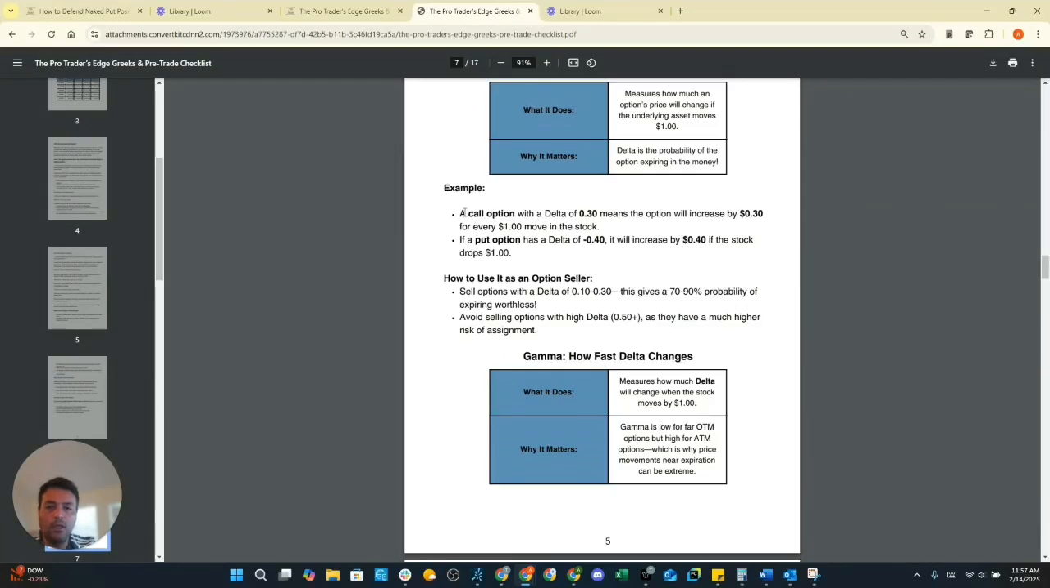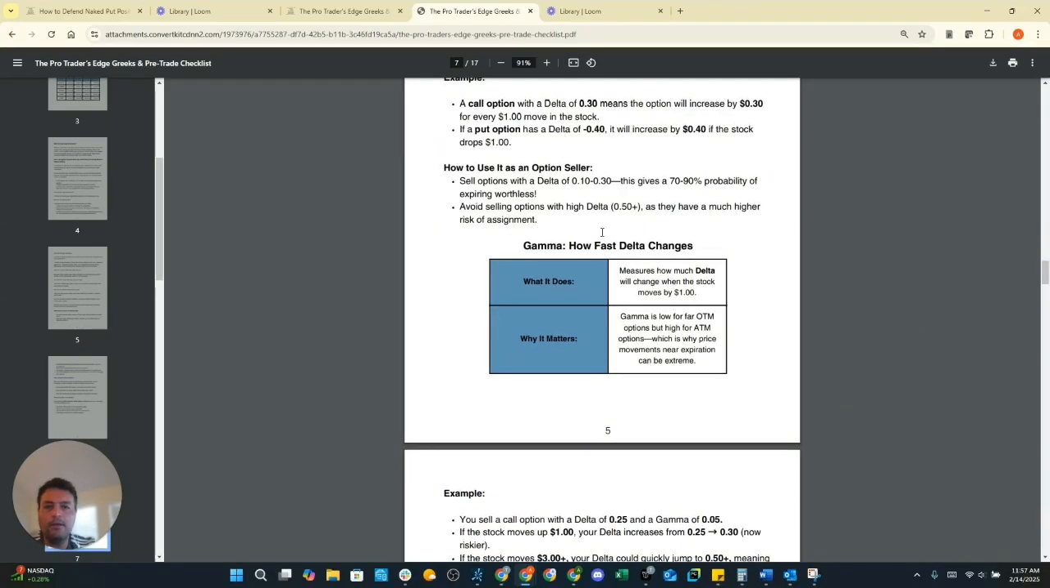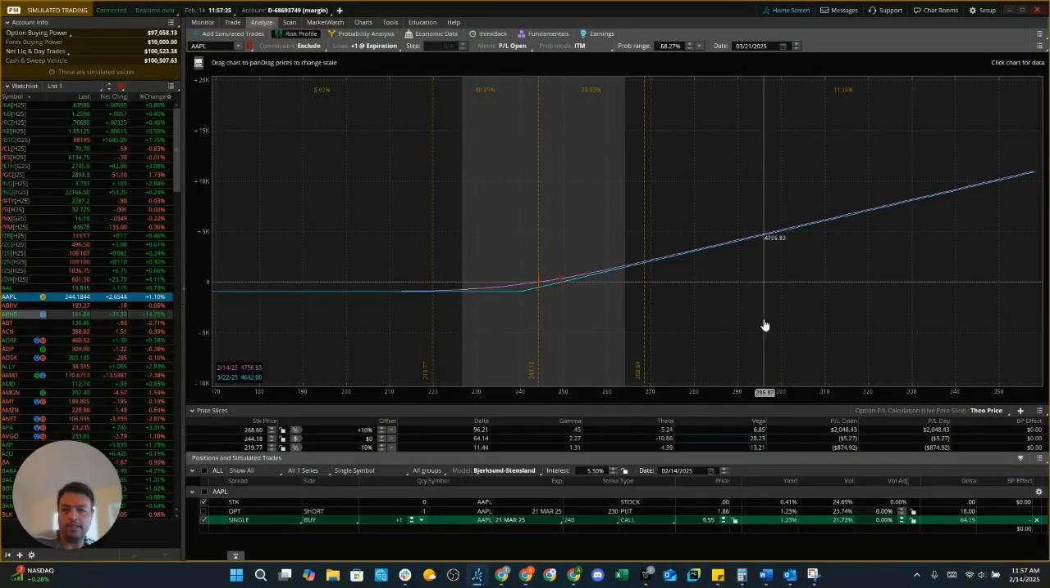So what should we do? A call option with a delta of 30 means the option will increase by 30 cents for every $1 move. Fine, we know that. A put option with delta 40 will increase by 40 cents. That is true. We also know that. How do you use it on the option selling side? Like I said, my sweet spot is between 17 and 20 delta. You should sell the hell out of it until your hands bleed.